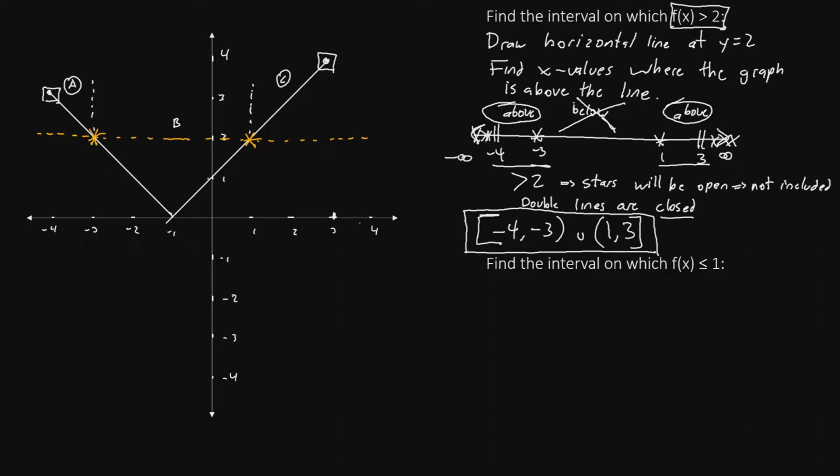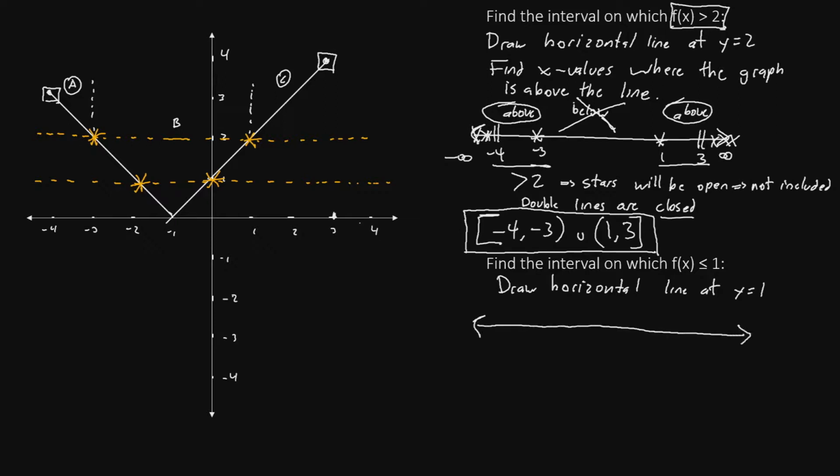Let's repeat this process for the next problem, which says that f(x) is less than or equal to 1. Let's begin by drawing a horizontal line at y equals 1. Now let's place stars on the places where that dotted line crosses the graph, here and here. Once again, we draw a number line. We can place our infinities on the left and the right. Now place the stars where they appeared.